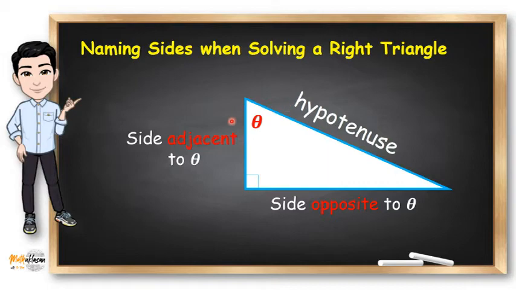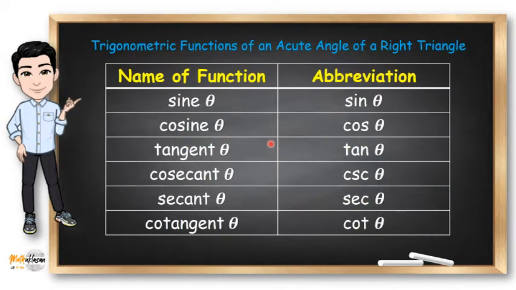And knowing these three sides is very important in our discussion because if we're going to write the sides into ratios, we form 6 different trigonometric functions. These are the abbreviations for the 6 trigonometric functions. This is sine theta, cosine theta, tangent theta, cosecant theta, secant theta, and cotangent theta.